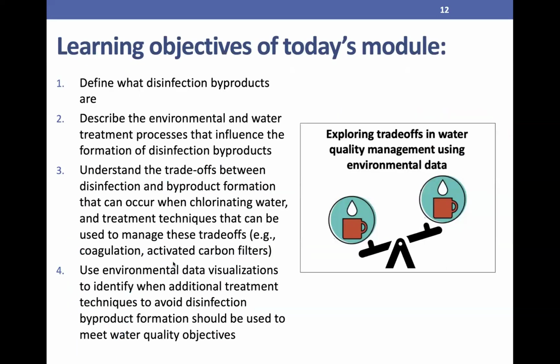This module has 4 learning objectives. First, to define what disinfection byproducts are. Second, to describe the environmental and water treatment processes that influence the formation of disinfection byproducts. Third, to understand the trade-offs between disinfection and byproduct formation that can occur when chlorinating water, and treatment techniques that can be used to manage these trade-offs, such as coagulation or activated carbon filters. Fourth, to use environmental data visualizations to identify when additional treatment techniques to avoid disinfection byproduct formation should be used to meet water quality objectives.